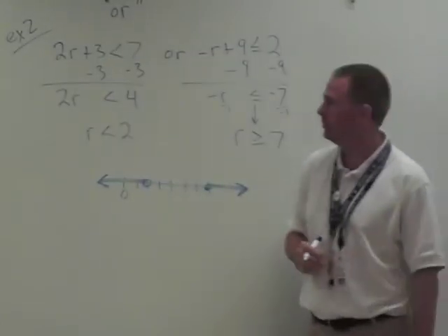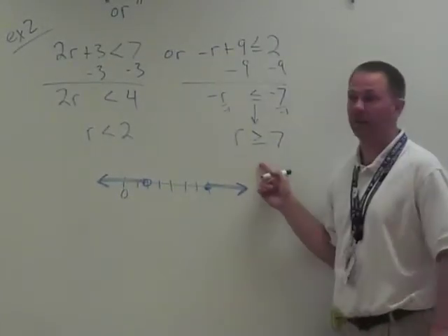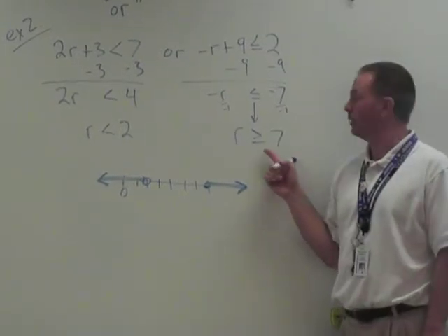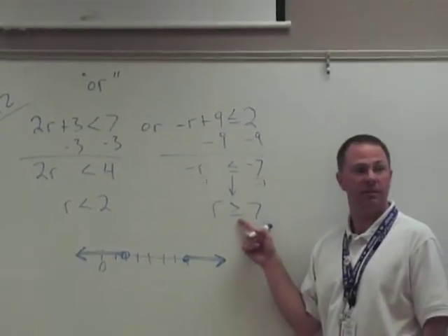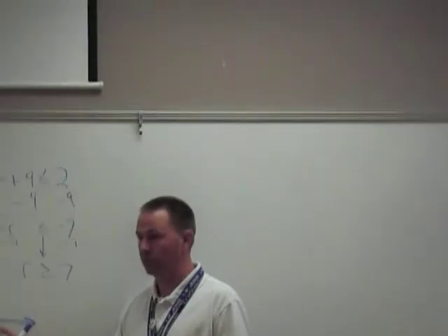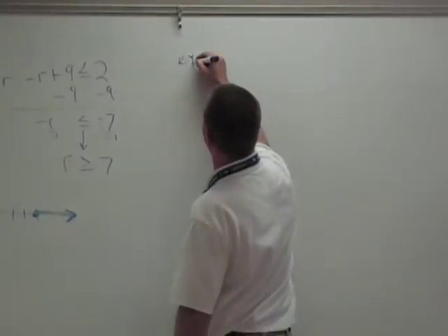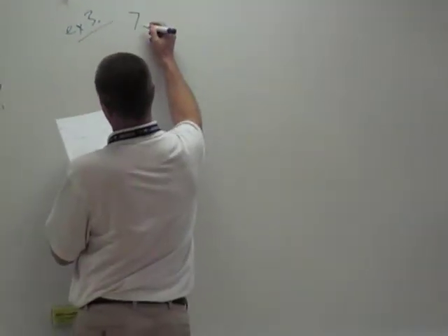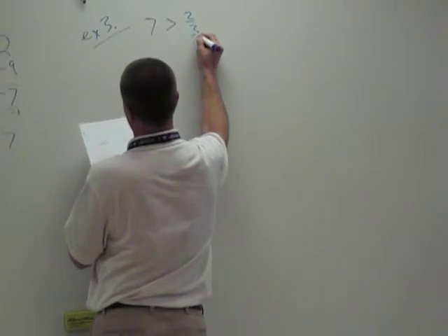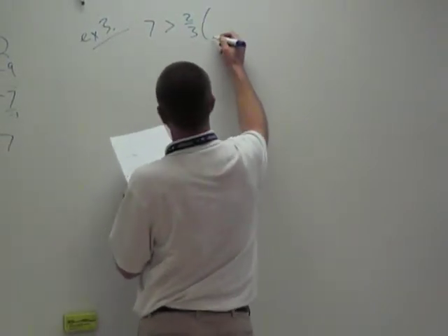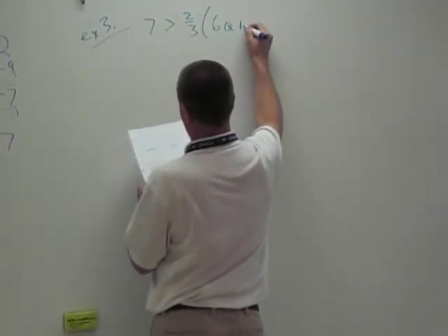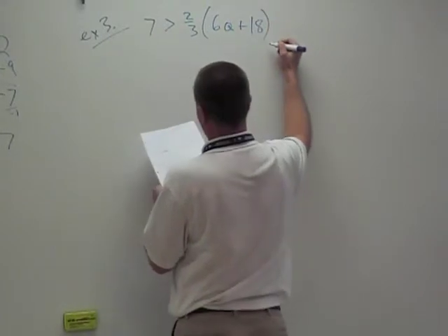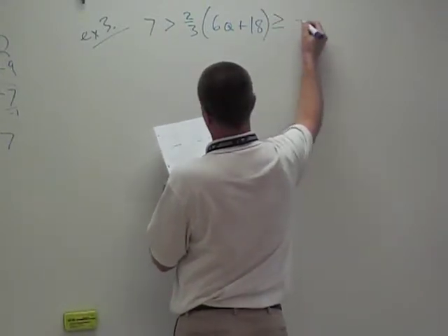Okay. All right, example 3. Did everybody get the right answer? Everybody remember to switch your sign here? Okay, got a closed dot there and an open dot here? Yep. Well, you guys are good. Example 3. You done early. 7 is greater than 2/3 times the quantity 6q plus 18, quantity closed, greater than or equal to negative 9.